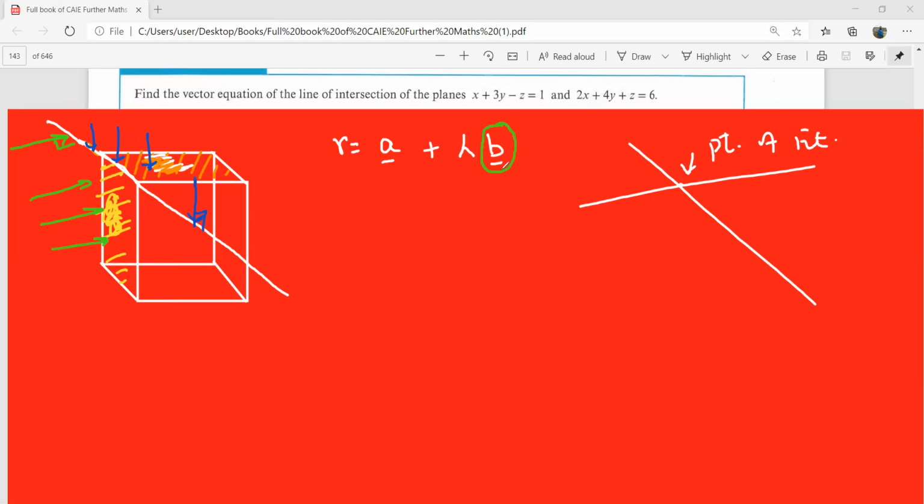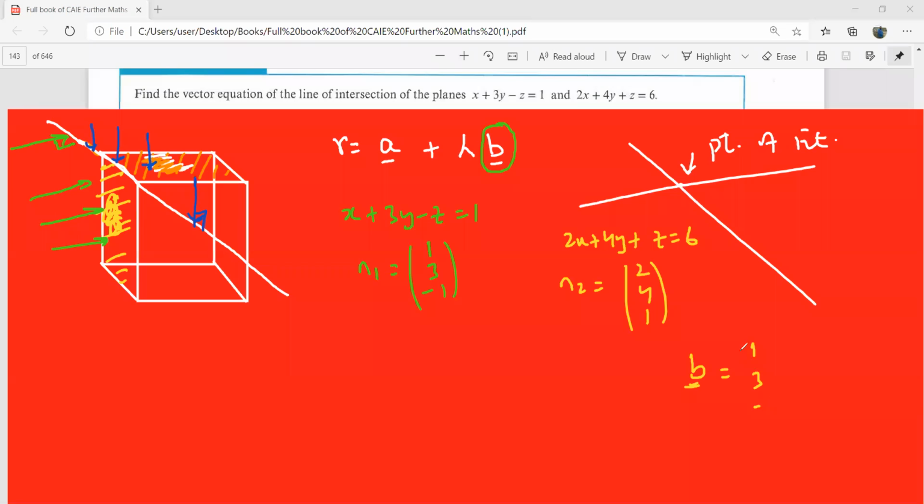That would be obtained through the cross product of the normals of these two planes. So if you have one of the equations, x plus 3y minus z equal to 1, you have n1 from here, which is 1, 3, minus 1. And then you have the second plane, 2x plus 4y plus z equal to 6, so your n2 is 2, 4, and 1. If you perform the cross product of these two normal vectors, you will get the direction vector of the line here.